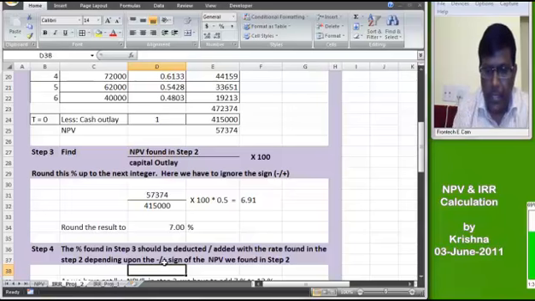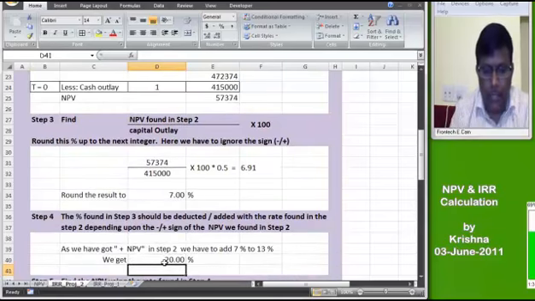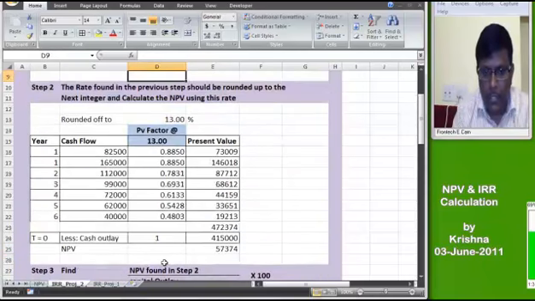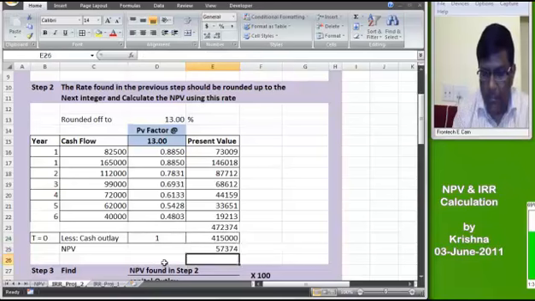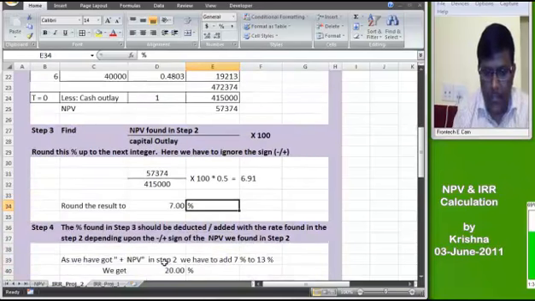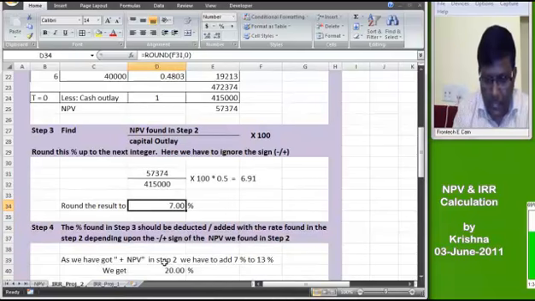In the fourth step, the percentage found in step 3 should be either deducted or added to the rate found in step 2, depending upon the minus or plus sign of the net present value we found in step 2. In step 2 we found 13%, and the net present value is positive. In the third step we found 7%. This 7% we have to add to the 13%.